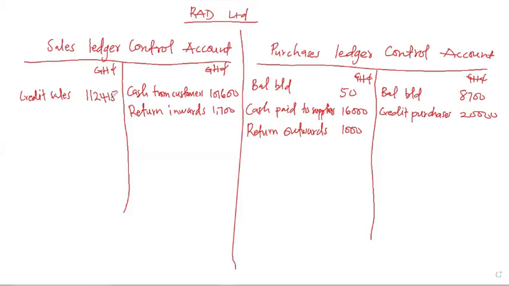Then the next one is the discount allowed. Discounts allowed is related to our customers. We always give discounts to our customers. And when we allow discounts to our customers, it reduces their balance. That is, if they are supposed to pay 1,000 cedis and we allow a discount of 300 cedis, now they are going to pay 700 cedis. So discount allowed is going to decrease the debtors balance. So we credit it to discounts allowed, which is 2,500.